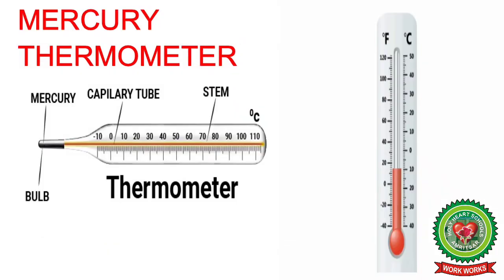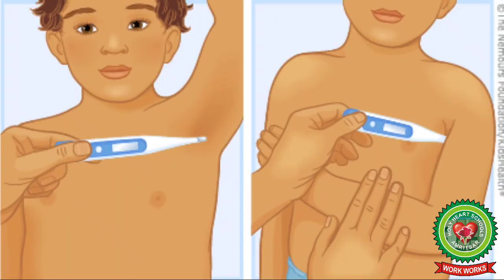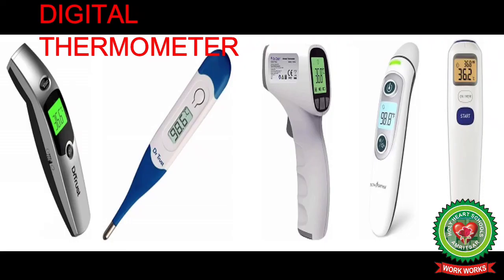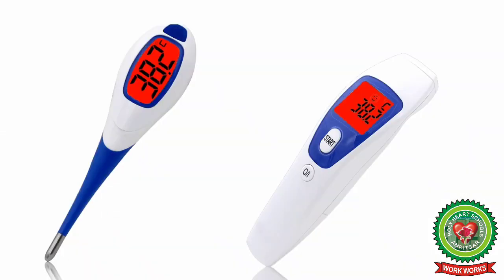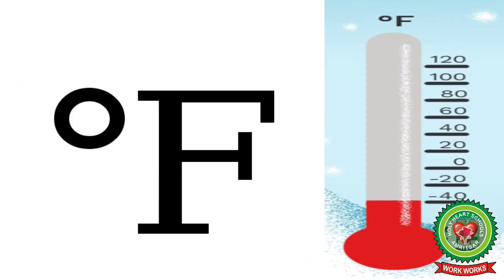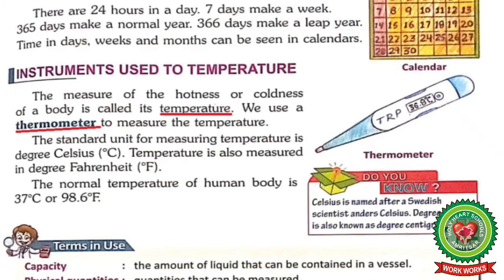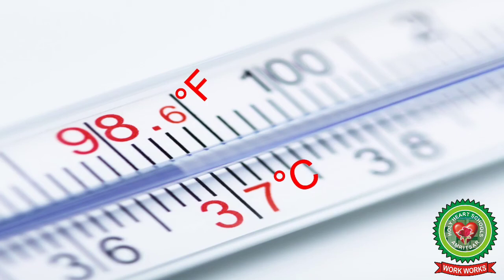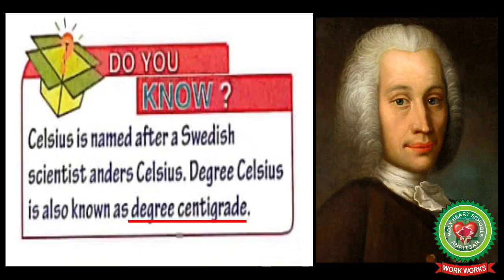In a mercury thermometer, the mercury column rises up when it is kept under the arm or tongue. In a digital thermometer, temperature is displayed directly in numbers. The standard unit for measuring temperature is degrees Celsius. Temperature is also measured in degrees Fahrenheit. The normal temperature of the human body is 37 degrees Celsius or 98.6 degrees Fahrenheit. Now let's read Do You Know?